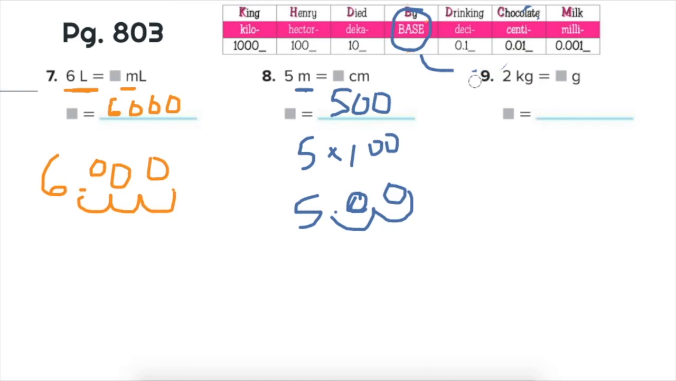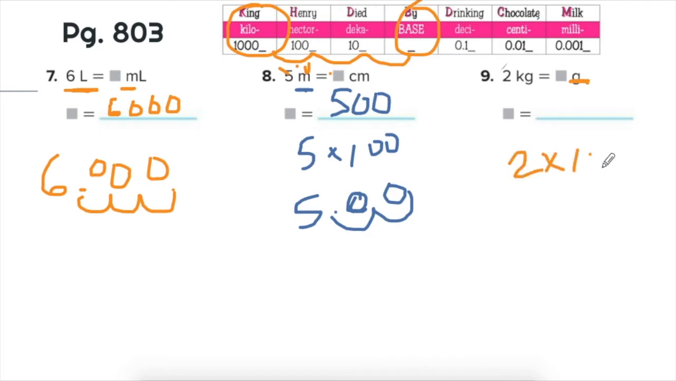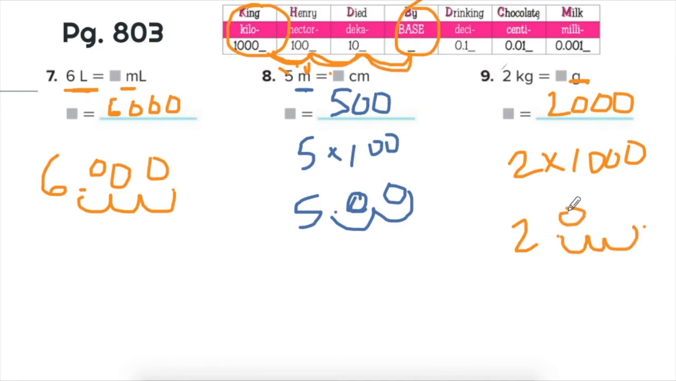And last but not least, for number 9, kilogram. And I'm going to be moving over to my base. So that's 1, 2, 3. So times 10 times 10 times 10. You know it's going to be 2 times 1,000. So we get 2,000. Or we could do our decimal. Well, that's 1, 2, 3. And get 2,000. Okay, so I hope that helps you guys get started.